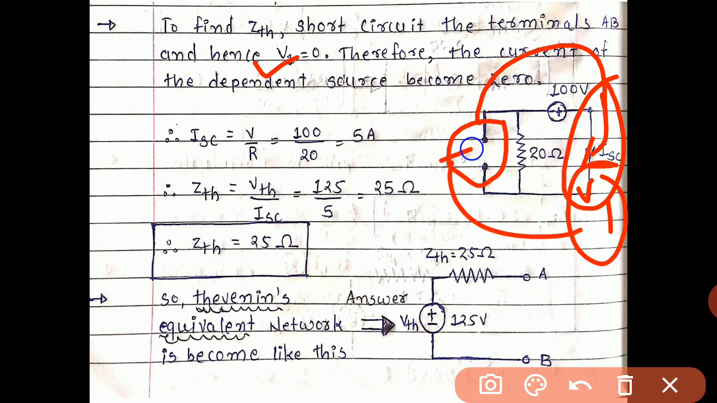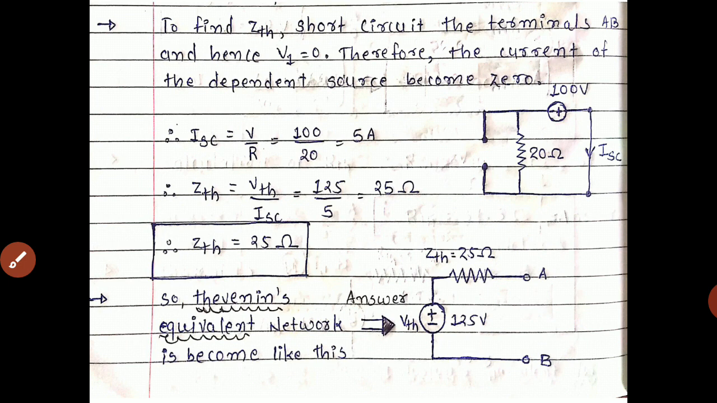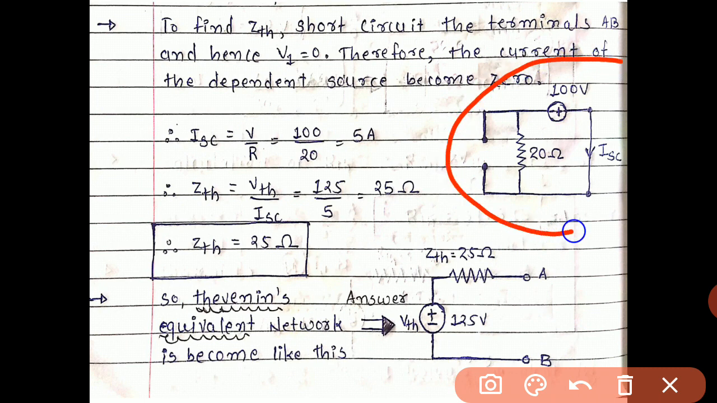So this source also becomes 0 because the dependency of this source is on V1. In this case V1 will be 0, so this dependent source will also be 0. So the current of the dependent source becomes 0. Now the circuit becomes like this. We start the V1 over here. Due to that the dependent source is also 0 because the active source becomes 0.